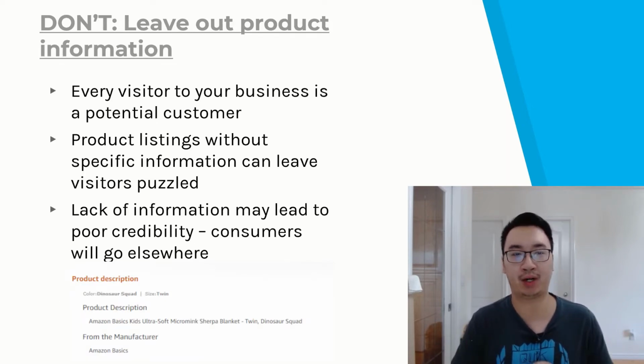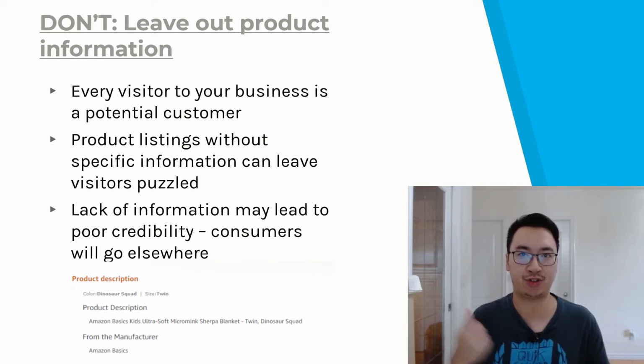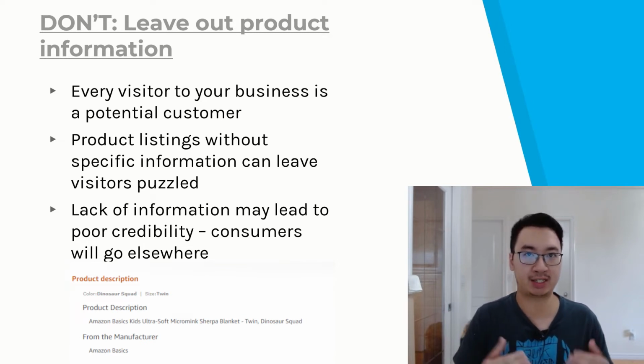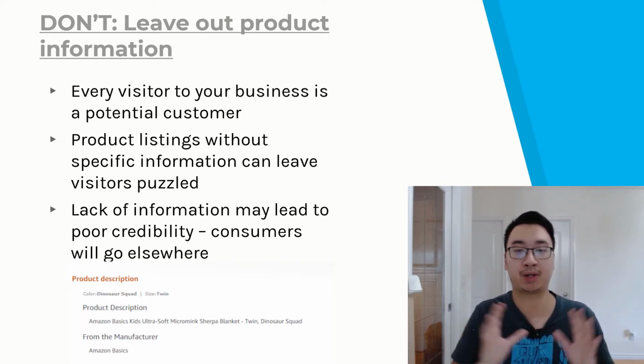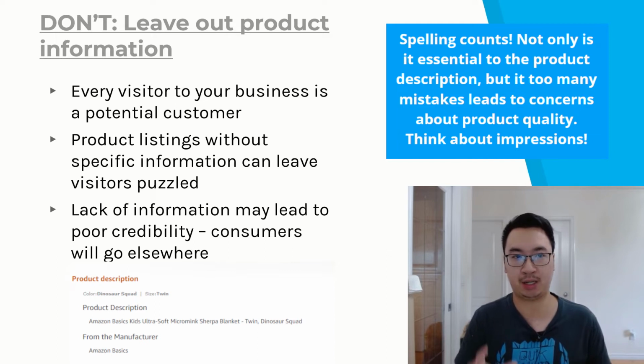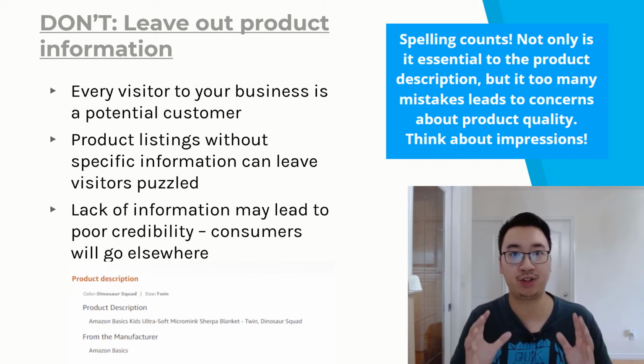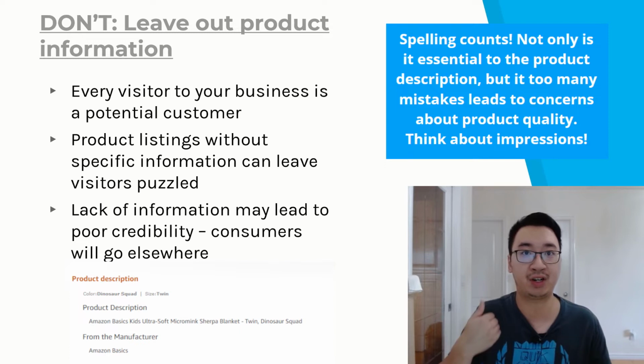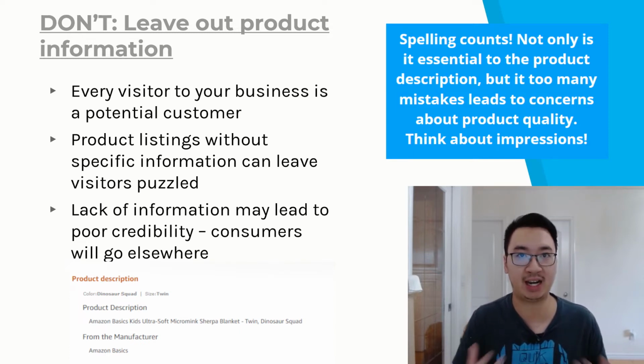Don't leave out product information. If you are running a retail business, either through Shopify or Amazon or eBay, you want to make sure that you describe your product in as much detail as possible, but not so much that it's like an essay. So every visitor to your business is a potential customer. So if you describe your products in a very effective manner with some specific adjectives and relevant details, this can leave visitors with a good impression of your business.